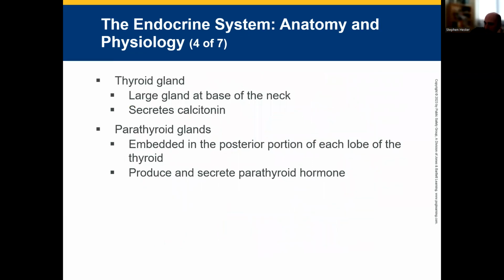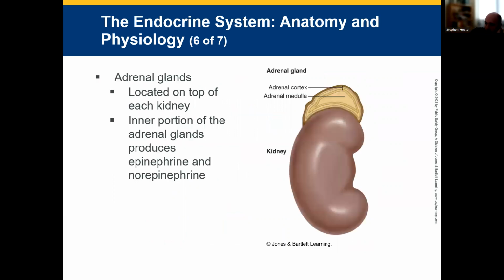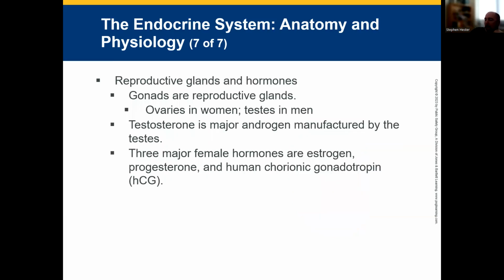The thyroid gland, the large gland at the base of the neck, secretes calcitonin. The parathyroid gland is embedded in the posterior portion of each lobe of the thyroid. It produces and secretes parathyroid hormone. All right, the pancreas and our insulin. The adrenal glands sit at the top of the kidney, the adrenal cortex and adrenal medulla, and those help produce epinephrine, norepinephrine, and then our reproductive hormones and glands.